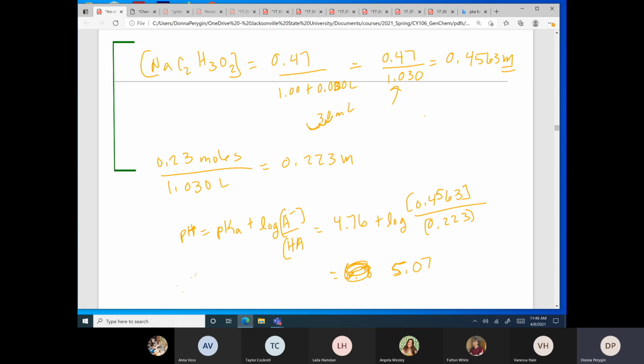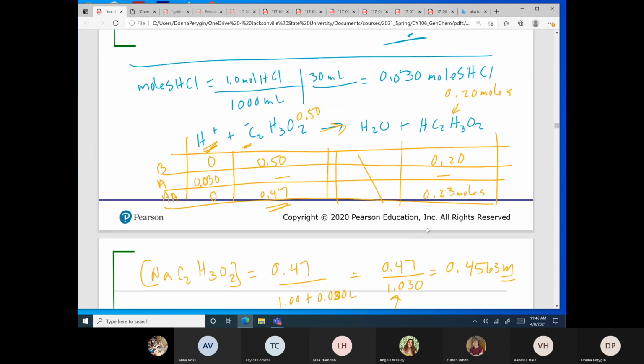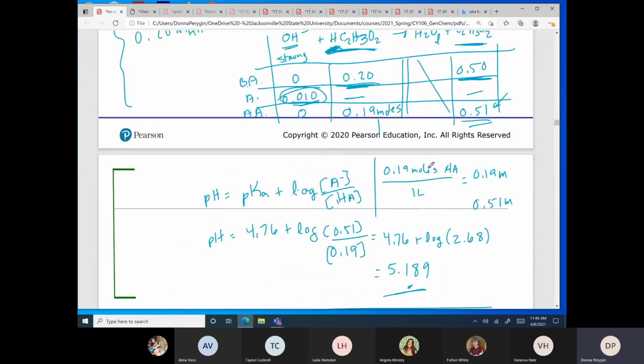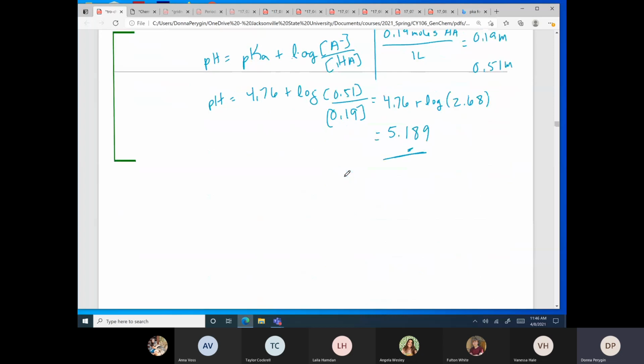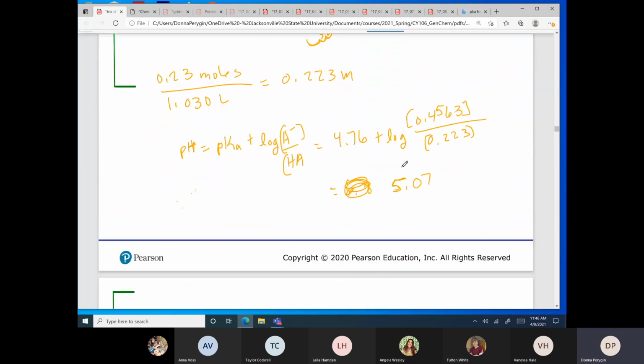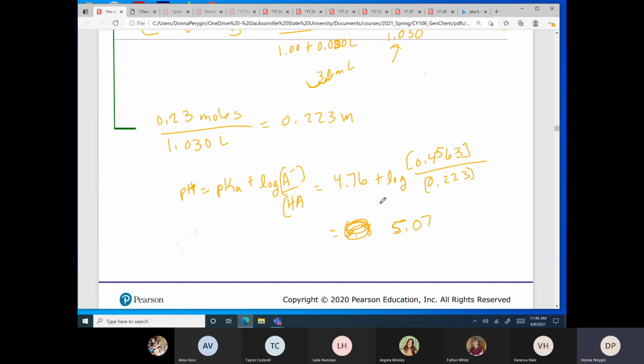So we added acid, and the acid reacted with the acetate to give us the water plus the undissociated acid, driving the equilibrium back in the opposite direction. Okay. So we got a very small change in the pH. All right, I'm gonna have to look into this one because that one does not seem correct to me.